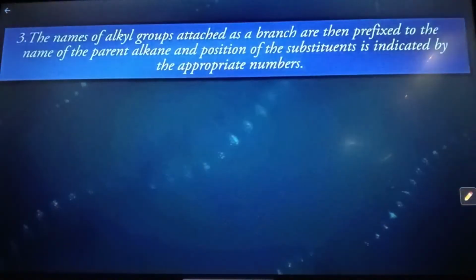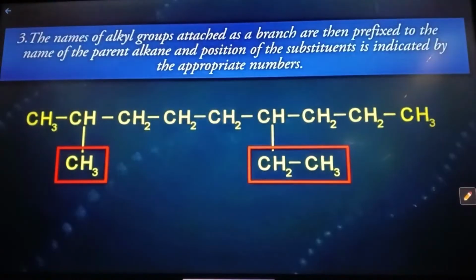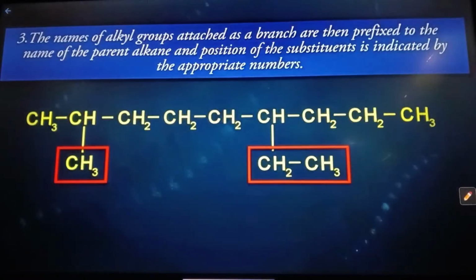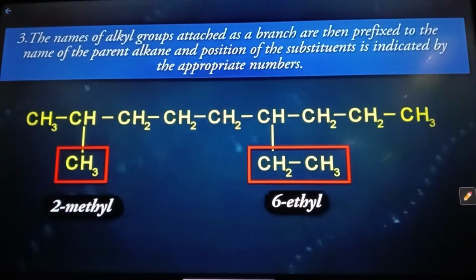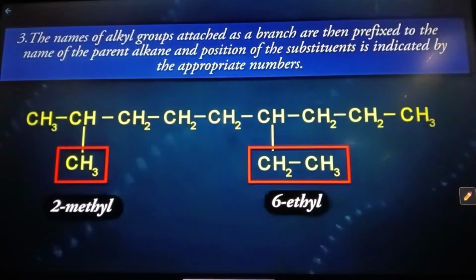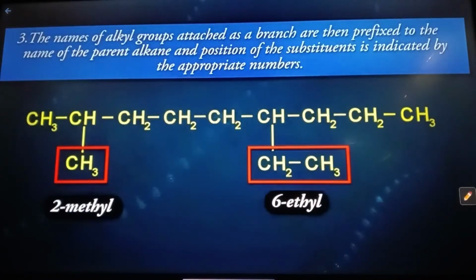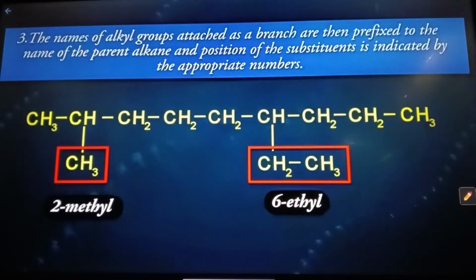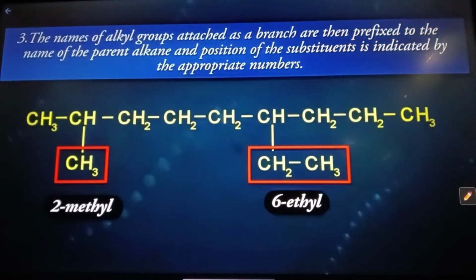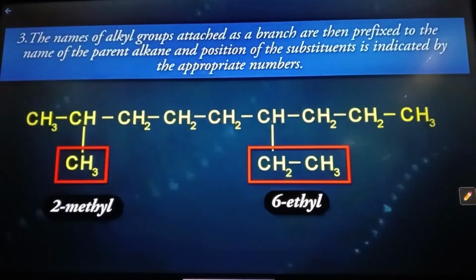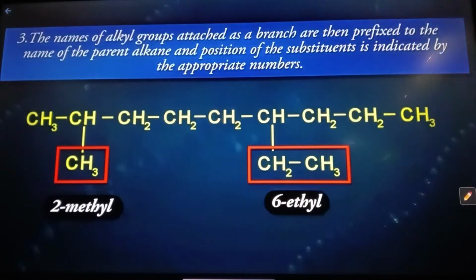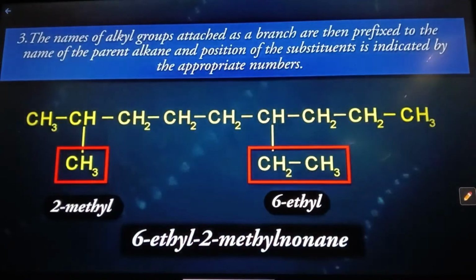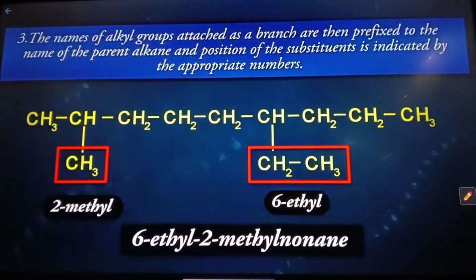In the next step, 3, the names of alkyl groups attached as a branch are then prefixed to the name of the parent alkane, and the position of the substituents is indicated by the appropriate numbers. If different alkyl groups are present, they are listed in alphabetical order. Thus, the name for the compound shown is 6-ethyl 2-methylnonane.